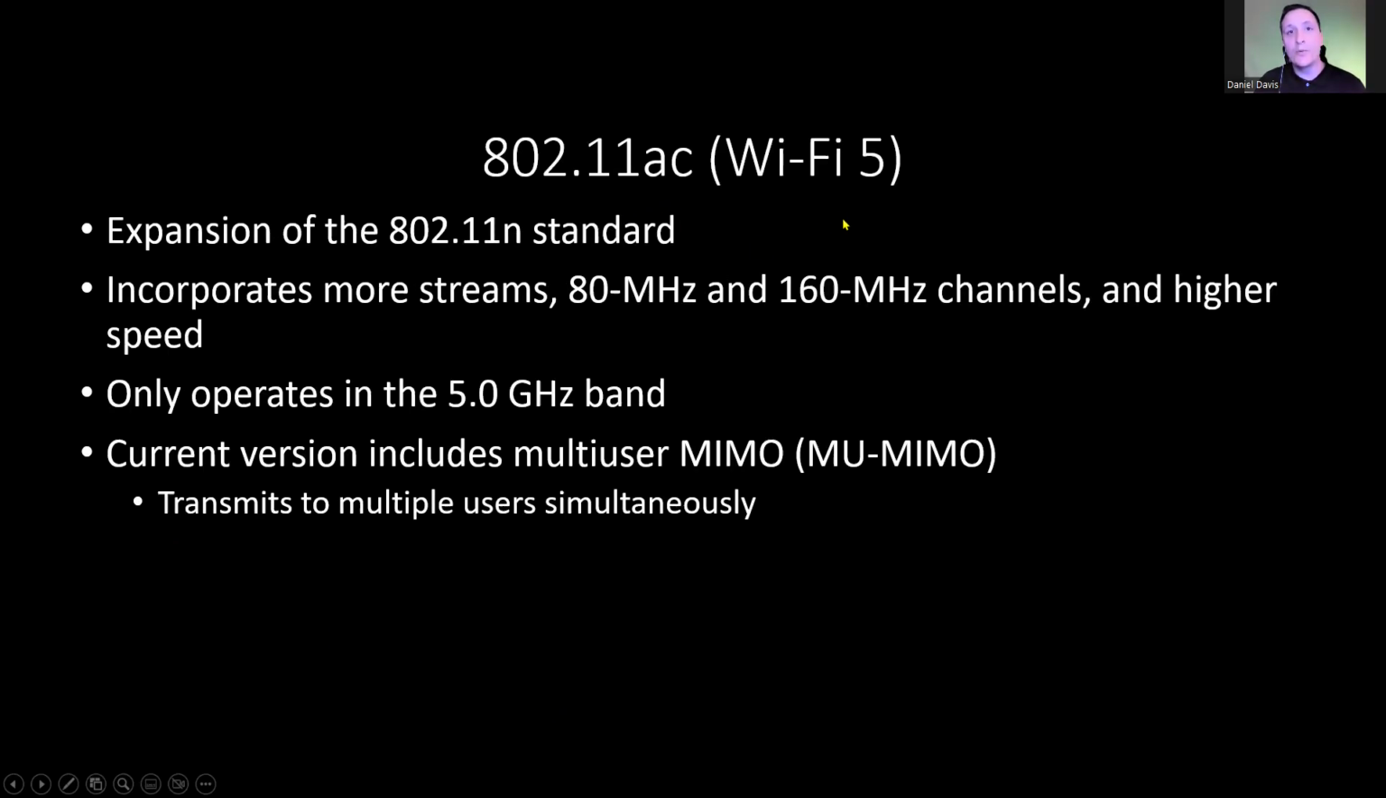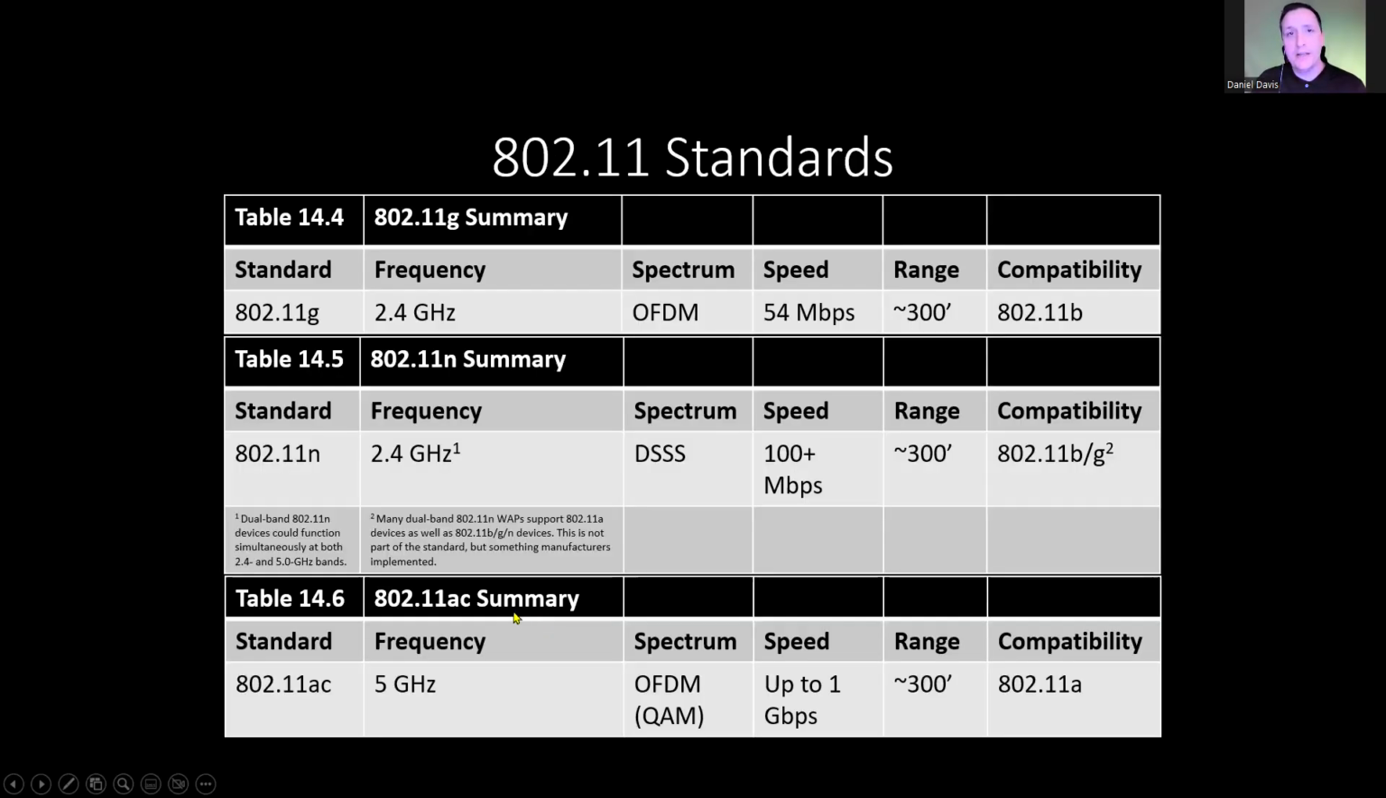802.11ac. This is called Wi-Fi 5, and it's an expansion of the 802.11n standard. It incorporates more streams, so we can get big 80 megahertz and 160 megahertz channels, and that gives us much higher speeds. It only operates at the 5 gigahertz band. So a quick recap on the key specs for those standards we just talked about: 802.11g, 802.11n, and then 802.11ac.